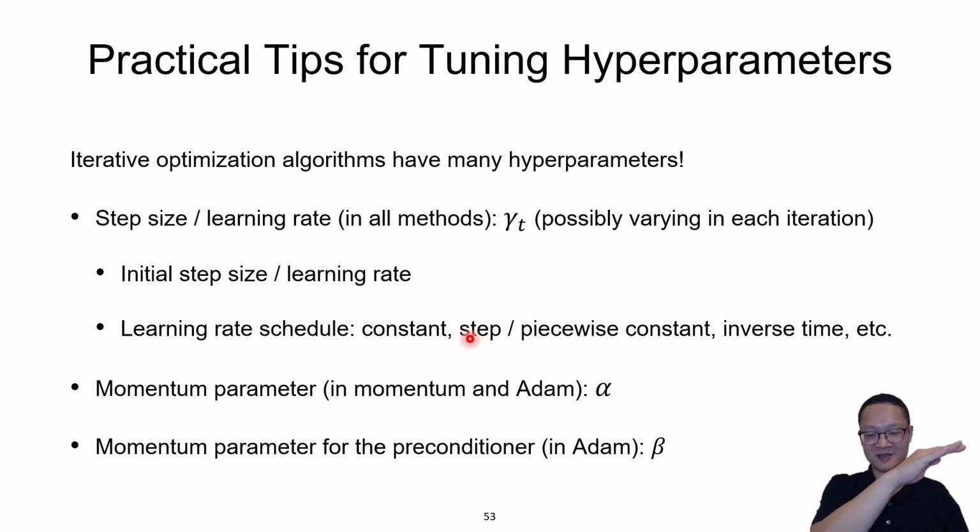Maybe we can have a large step size in the beginning, and then later on, when we have a lower loss, we can lower the step size as well. Sometimes you can do inverse time, meaning gamma t equals 1 over t. There are many different choices. For some of the more advanced algorithms, like momentum and Adam, we also have the alpha parameter, the momentum parameter, and for Adam, there's also another beta parameter for the preconditioner. When we train a model, training means determining the weights, the theta parameters. We have to choose all of these, and a lot of times there isn't really a principled way of choosing them.